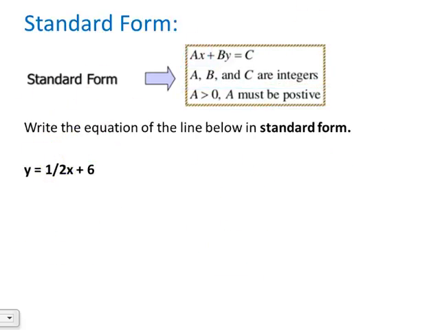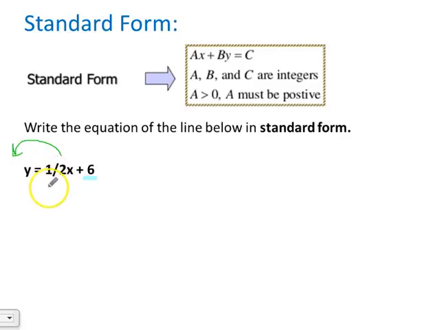All right, so let's do one more. I've got an equation that's written in slope-intercept form, y equals 1/2 x plus 6. Let's move this so that it's in standard form, all of our variables on one side and the constants on the other. So I need to get y all alone. To get y all alone, I need to move that 1/2 x to the other side of my equation.